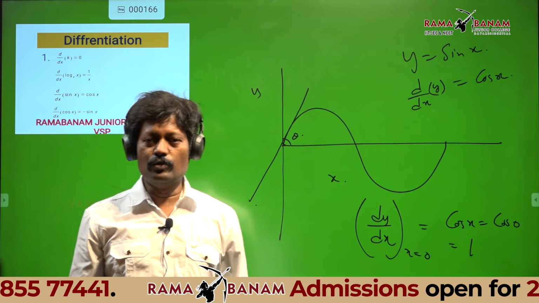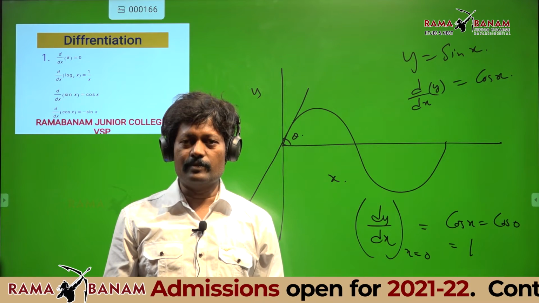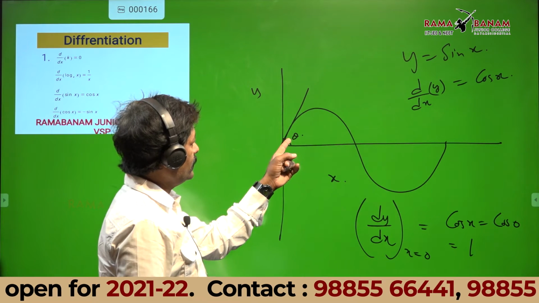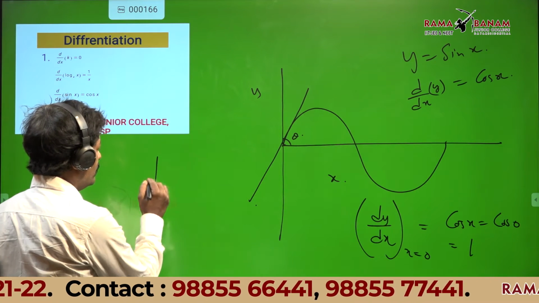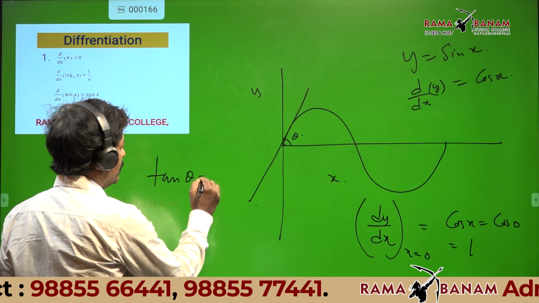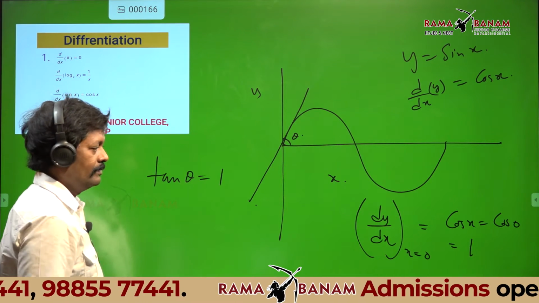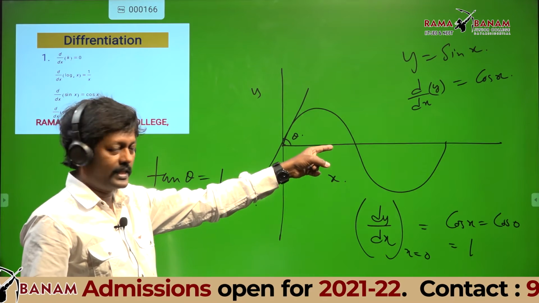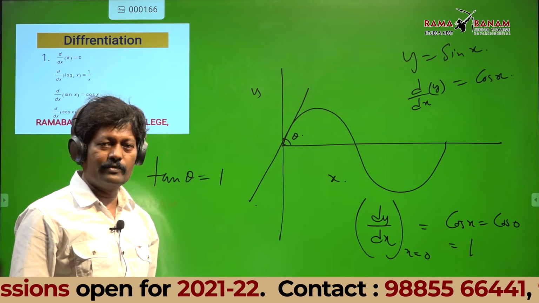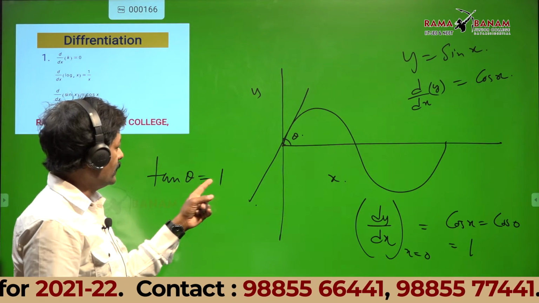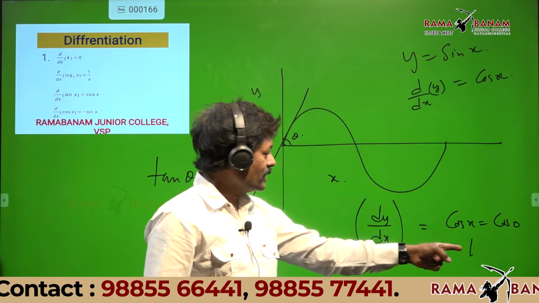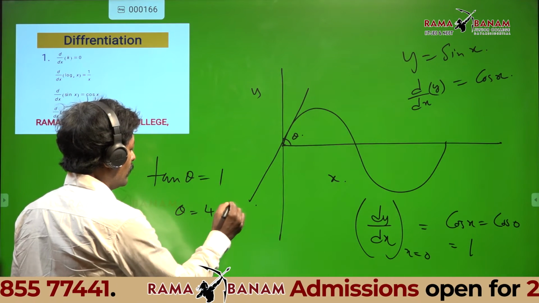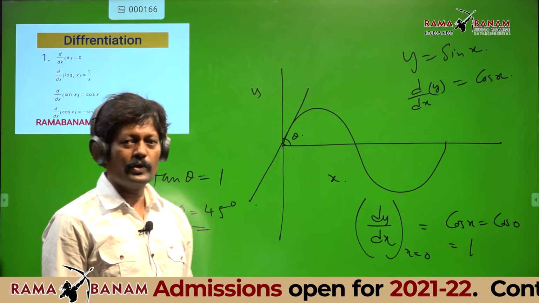In your 10th standard, you know the slope of the tangent is tan theta. Yes. Okay, now listen. So, tan theta gives you the slope. So, can I write tan theta as 1? Yes, sir. Theta is the angle made by the tangent with the positive x direction. Tan theta is 1, and the slope is nothing but 1. That means theta is how much? 45.